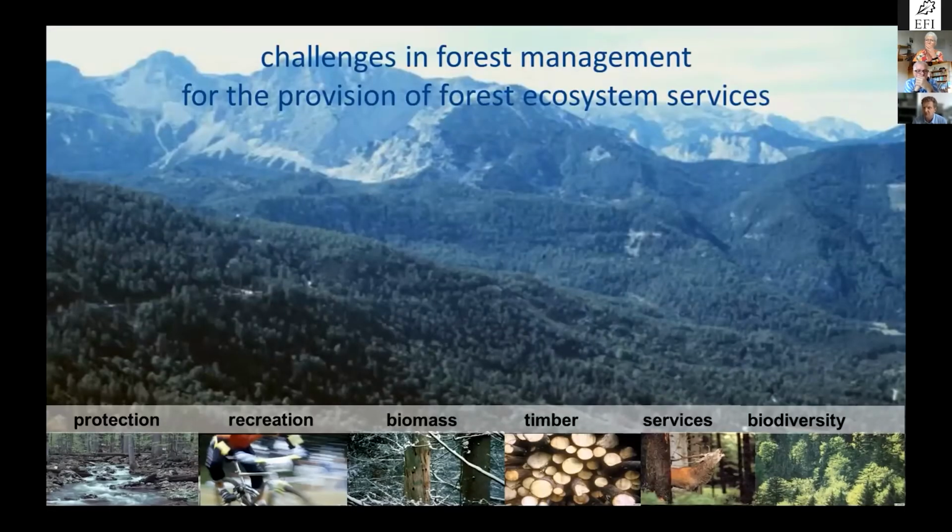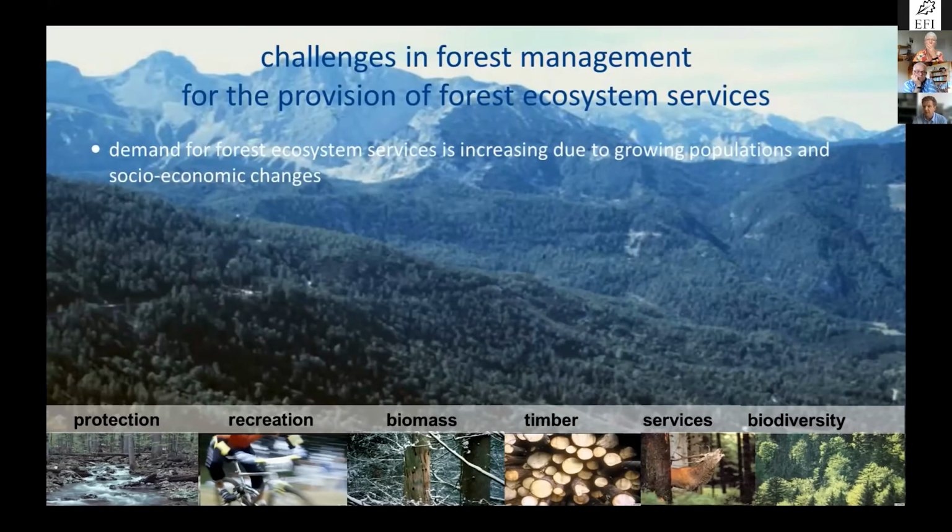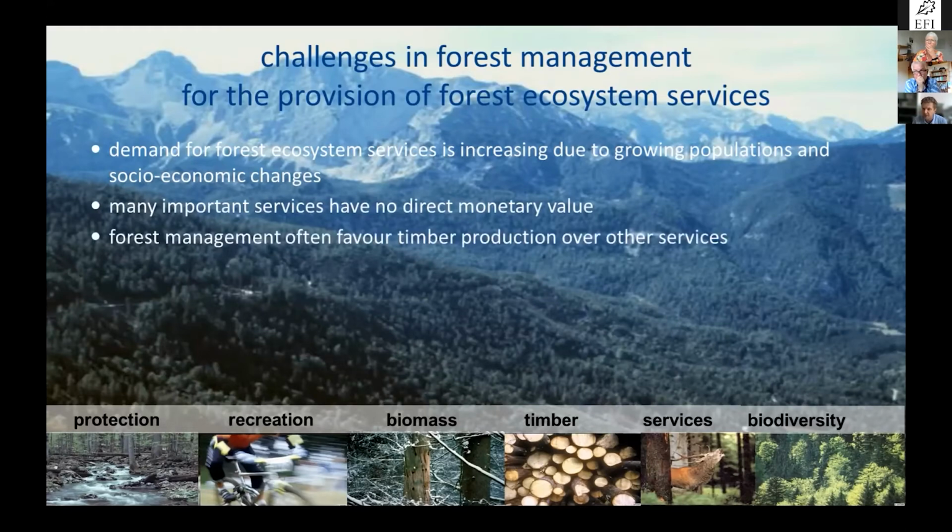So the challenges in providing forest services for forest management are quite clear, because we have this rising demand from the growing population and different socioeconomic changes. So there's a huge interest in different services and products, and very often these services have no direct monetary value. That's why forest management often favors timber production over all the other services, because that's the only way of somehow getting a direct monetary value.